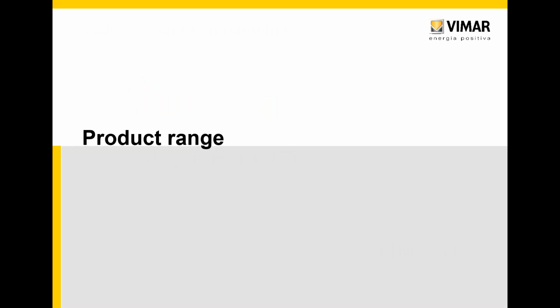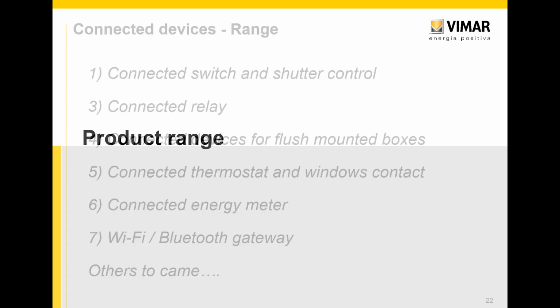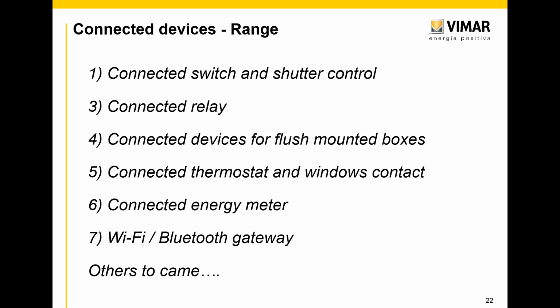Now let's move to analyze the product range, so our offer. Basically we have the connected switch and shutter controls, a simple connected relay, connected devices for flush-mounted boxes, so sort of hidden interfaces in a junction box or a device box, a connected thermostat, a connected window contact, an energy meter, and the Wi-Fi Bluetooth gateways. Other devices are under development.